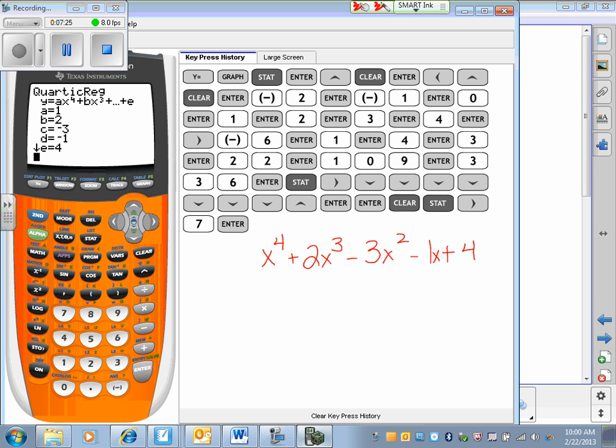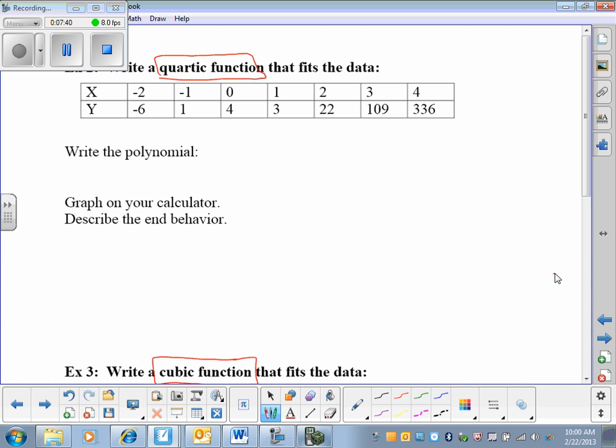The unit's called cubic regression. You mean the title of it? It's called cubic, so I assumed that we were doing cubic. Well, this one says write the quartic function, so that's why we're going to use that one. Okay? Alrighty. So go ahead and do the last problem, and if you need to finish this one, finish that.